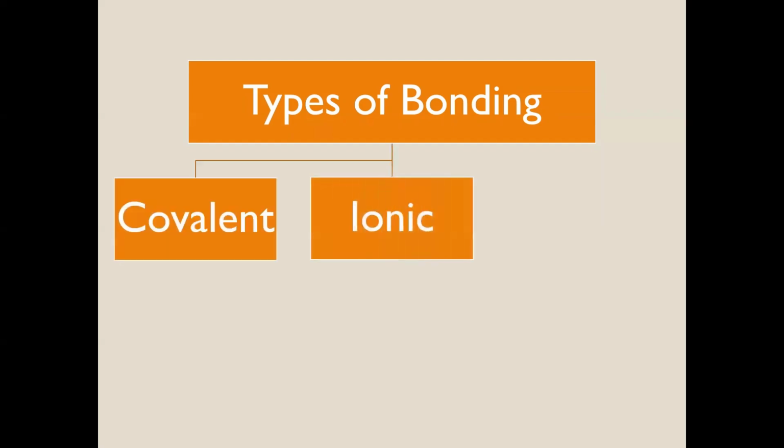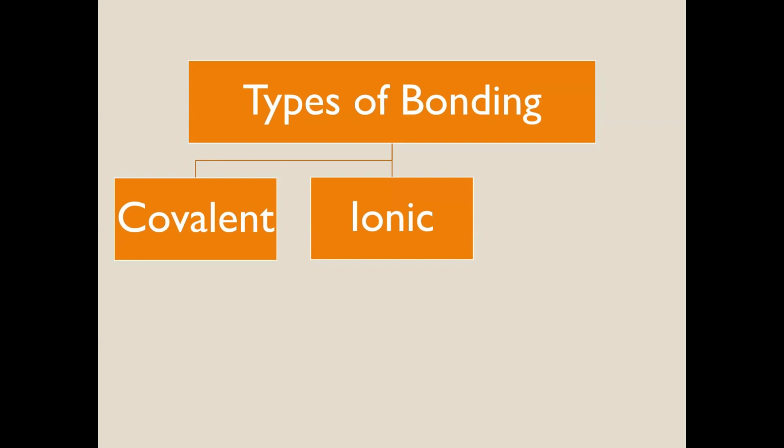Today I will explain the types of bonding. Bonding is something that links atoms together to form molecules or compounds. Every bond is between two atoms, okay? And the bond represents a pair of electrons. The way that these two atoms link together depends on the type of bonding.